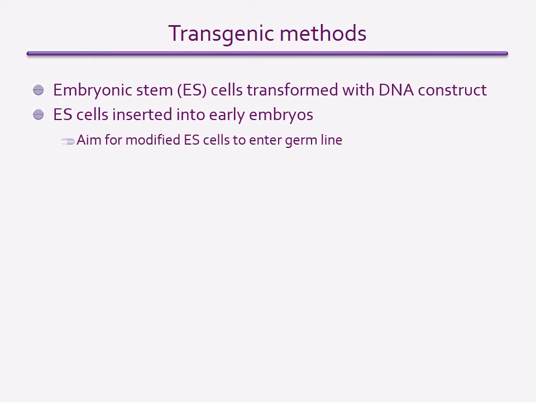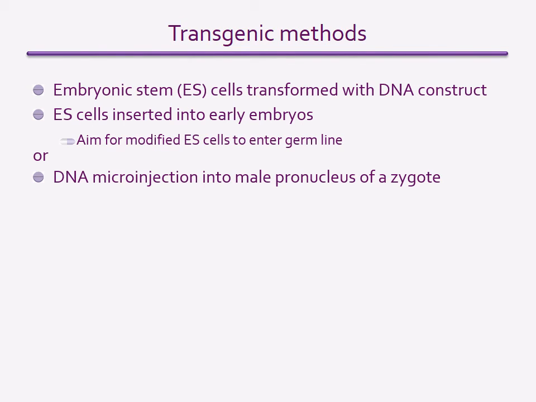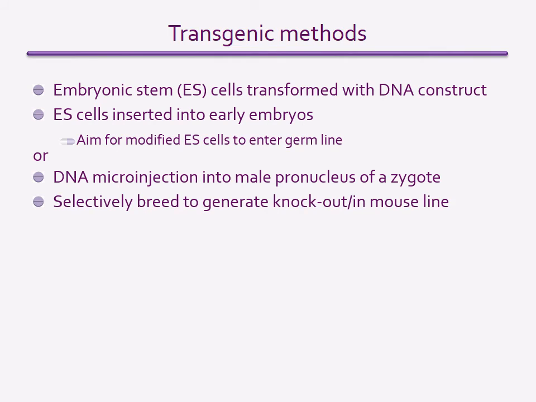Another method often used is to microinject DNA into the male pronucleus of the zygote. Once the pups are born, selective breeding techniques are used to generate the genetically modified animal line, usually a mouse line. Another type of transgenic animal is a clone.